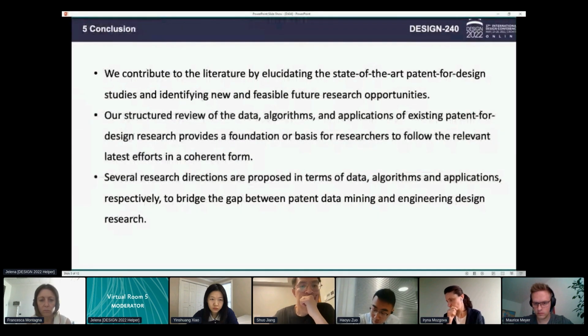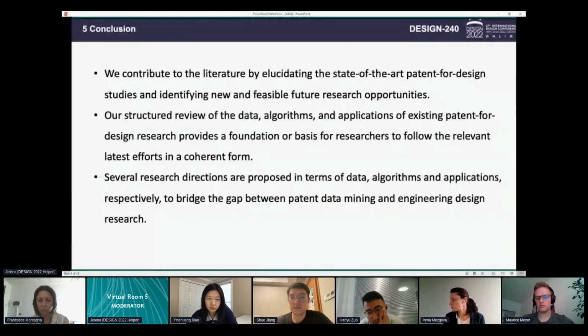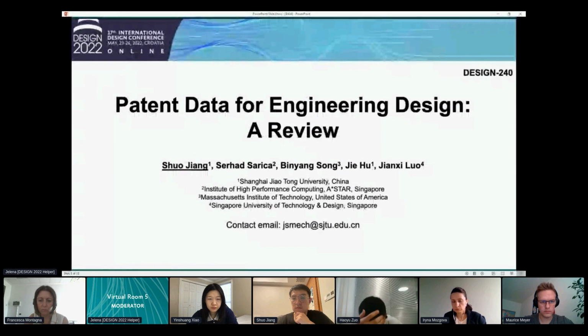Finally, let me make a conclusion. We contribute to the literature by illustrating the state-of-the-art patent for design studies and identifying new and feasible future research opportunities. Our structured review of the data, algorithms, and applications of existing patent for design research provides a foundation and basis for researchers to follow the relevant latest efforts in a coherent form. Several research directions are proposed in terms of data, algorithms, and applications, respectively, to bridge the gap between the patent data mining and engineering design research. That's all. Thanks for your listening.